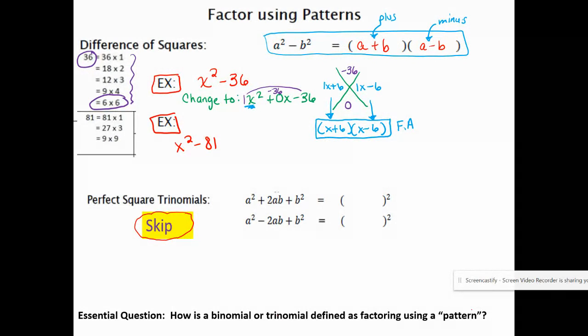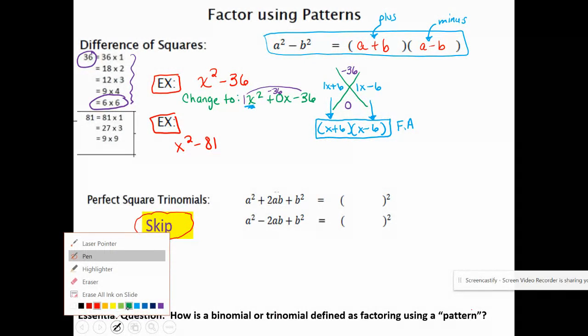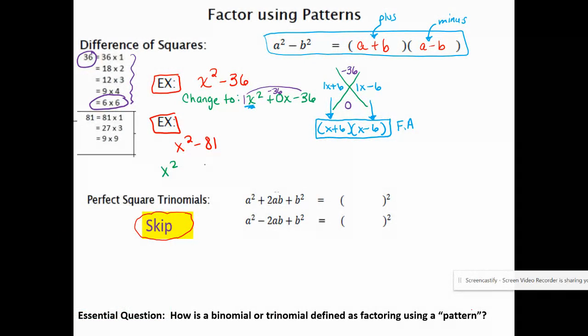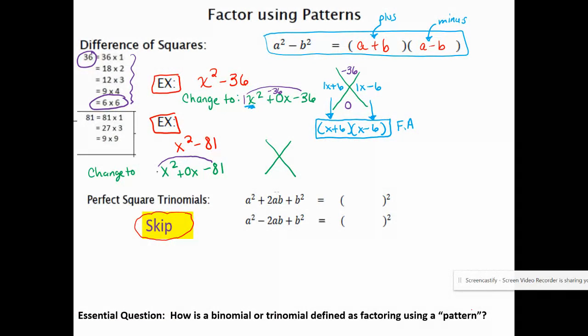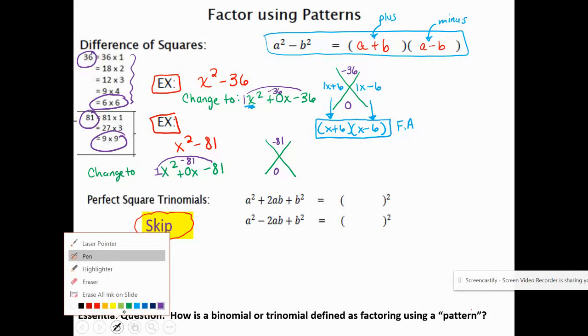If I give you a binomial and there's no middle term, it's okay to go ahead and write it with a 0 in the middle, and 0 would be 0x. So we're going to change it to that, and then we're going to do the magic x. We multiply the front and the back, and remember, the front number is a hidden 1. So what multiplies to negative 81 and gives us 0? For 81, 9 and negative 9 would get us to 0.